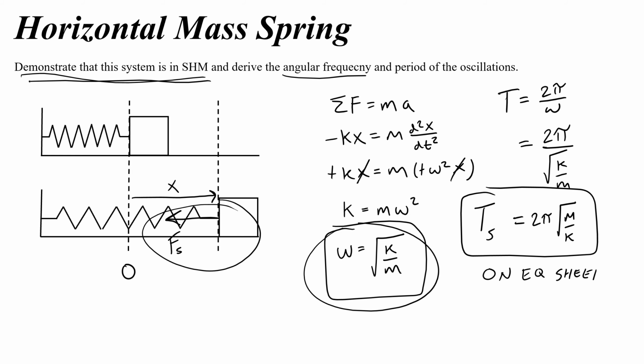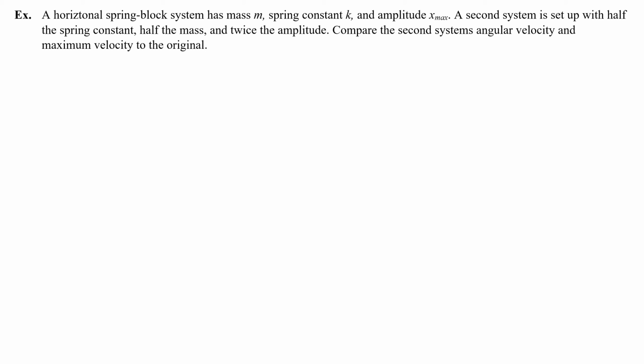Okay, let's take a look at an example. A horizontal spring block system has mass m, spring constant k, and amplitude x max. A second system is set up with half the spring constant, half the mass, and twice the amplitude. Compare the second system's angular frequency and maximum velocity to the original.